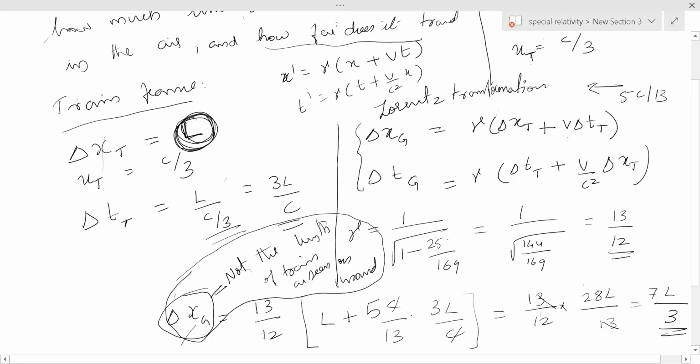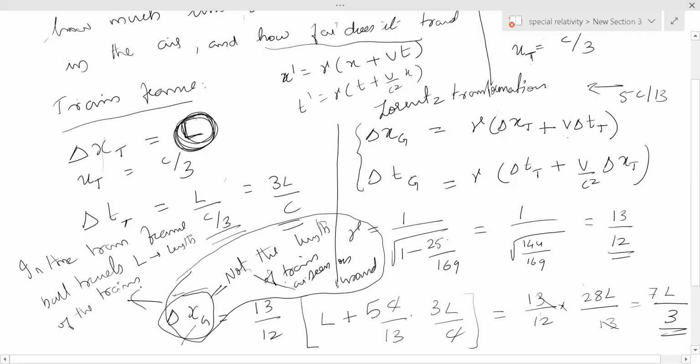All right, so you have to remember that in the train frame, the ball travels distance L, which is the length of the train. Okay, so I'll just make it clear. In the train frame, the ball travels distance L, the length of the train.